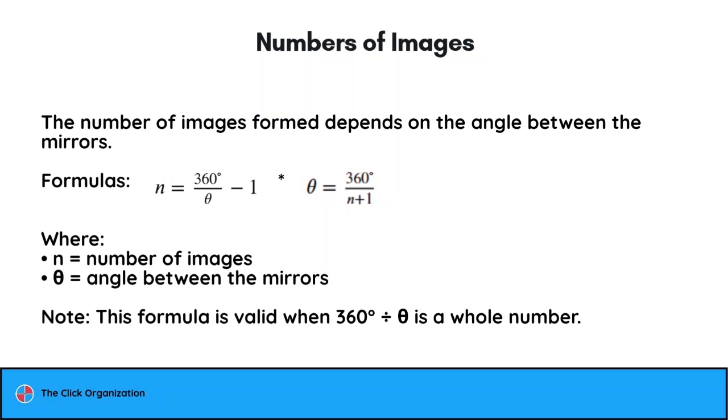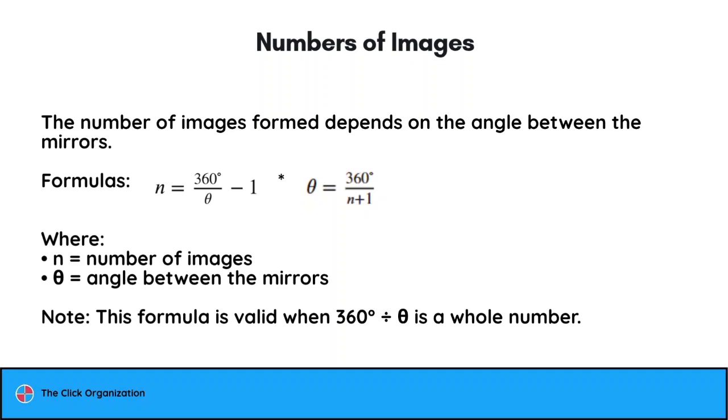Let's get into number of images. The number of images formed depends on the angle between the mirrors. These are the formulas for it. The first formula, n equals 360 degrees over theta, minus 1, where n represents the number of images, theta represents the angle between the mirrors.